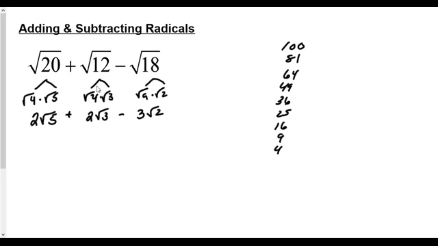Our roots kind of work like x's and y's, where each one of our roots can only be combined if the square root is the exact same number. So we don't have any more square roots of 5, any other square roots of 3, or any other square roots of 2. So our final answer is written here.